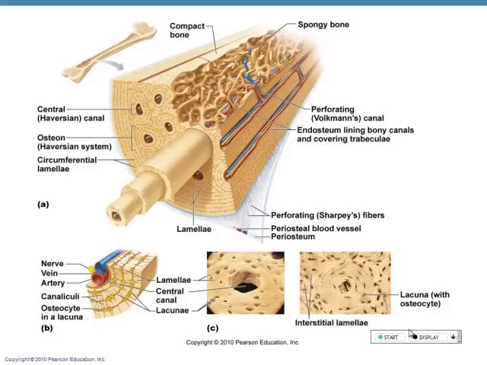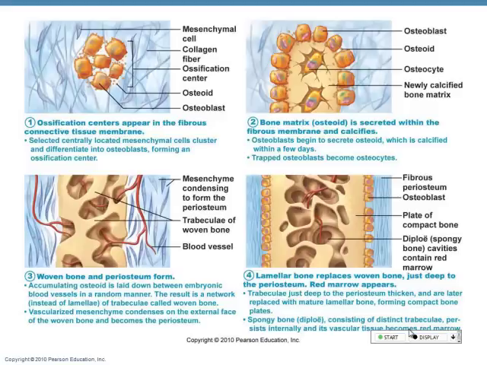Again, take a look under the microscope. When you look under the microscope, this is what you're going to see. Here's the central canal, the lamellae growing around it. These little black blurbs are the osteocytes, and these tiny little black lines going towards the center are the canaliculi. So, spongy bone is not going to be as thick and is going to form extensions called trabeculae.